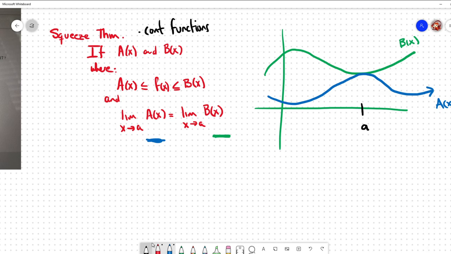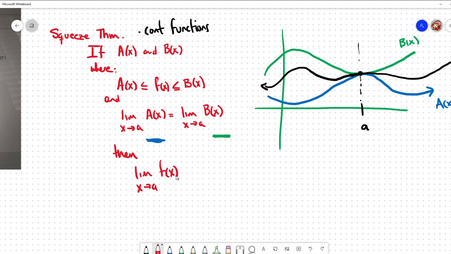So you can see that at a, they're going to have the same answer for the limit. So this f of x, which is in the middle, and I'm going to label that as black, f of x always is somewhere in the middle. You can see that it has nowhere else to go because the other two functions kind of squeeze it so that it has to go and be that same answer. So if A and B of x are functions with f of x in between those two, and the limit as x approaches a is the same for both functions, then the limit as x approaches a of f of x is also equal to whatever these two were.